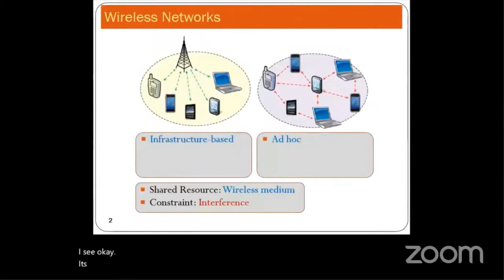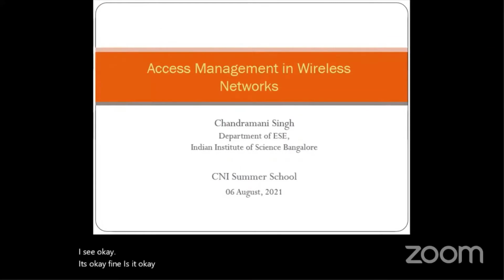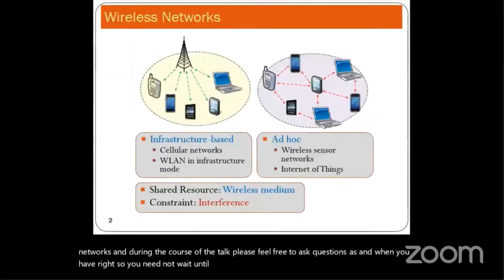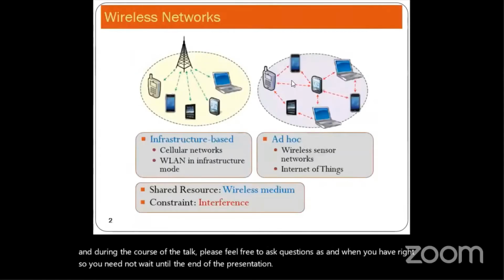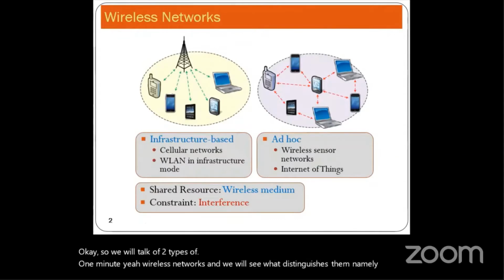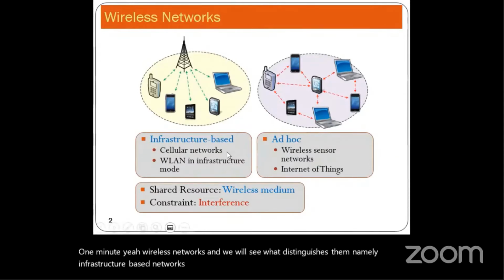Okay. Fine. So we will talk about access management in wireless networks. And during the course of the talk, please feel free to ask questions as and when you have. So you need not wait until the end of the presentation. So we will talk of two types of wireless networks, and we will see what distinguishes them, namely infrastructure-based networks and ad hoc networks.